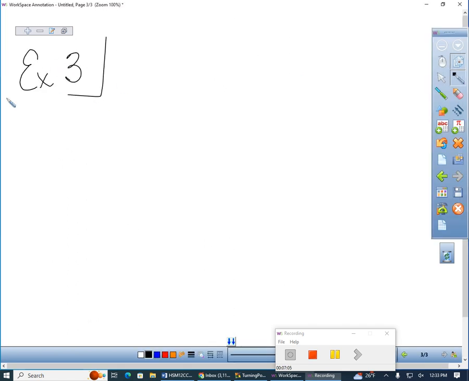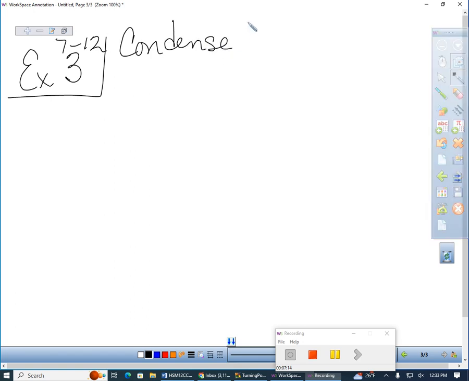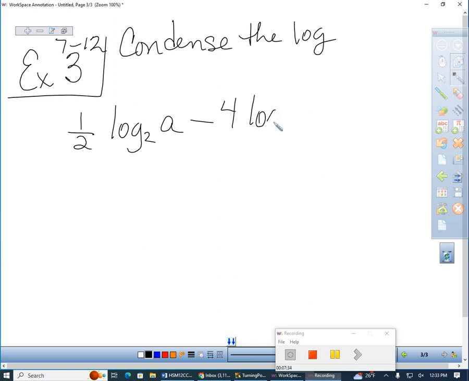Example number 3. We're going to do 7 through 12 now. We are going to condense the log. All right. So let's start off with, let's say I have 1/2 log base 2 of a minus 4 log base 2 of b. Let's just do that one first. We're condensing it now. We're going opposite of what we just did.